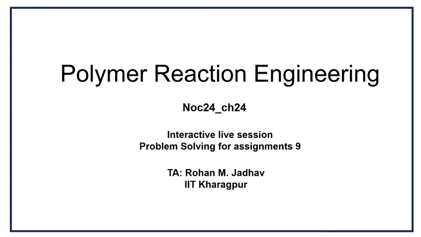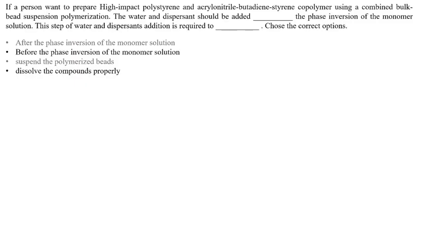Starting from the first question, if a person wants to prepare high impact polystyrene and acrylonitrile butadiene styrene copolymer using a combined bulk bead suspension polymerization, the water and dispersion should be added dash the phase inversion of the monomer solution. Then the step of water and dispersant addition is required to dash. Choose the correct options. We have been given four options here.